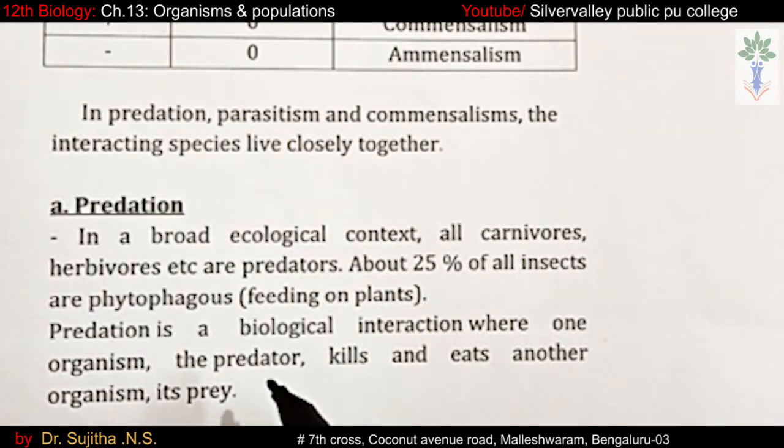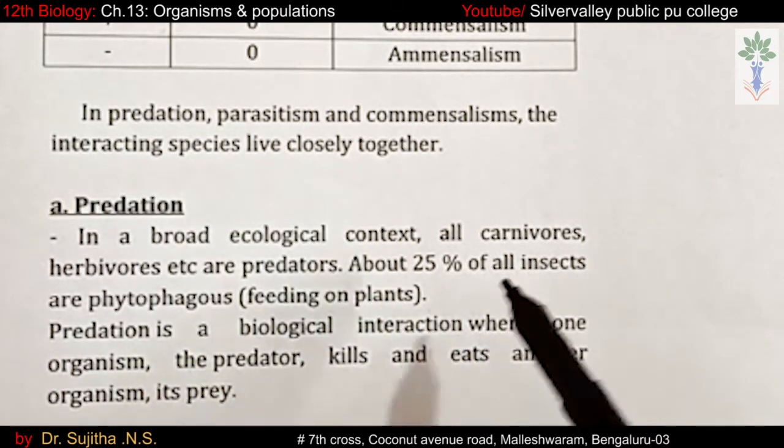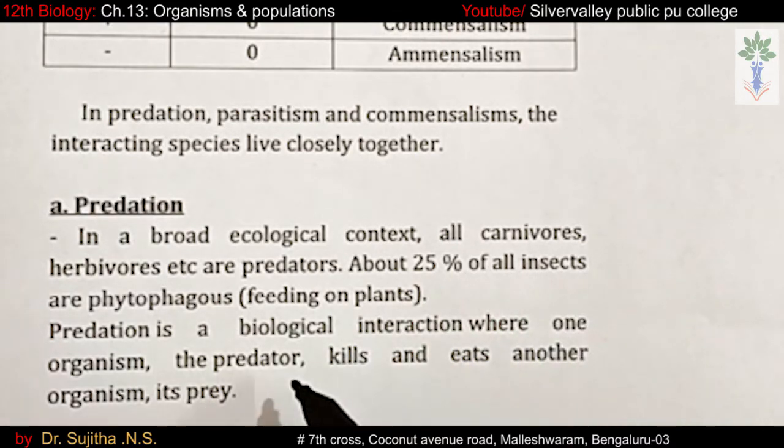Let us consider an example for carnivores. Here, let the lion be the predator and the deer its prey. With respect to herbivores, the deer is a predator and the plant is its prey. With respect to the insects which are feeding upon the plants, the insects are the predators and the plants are its prey.